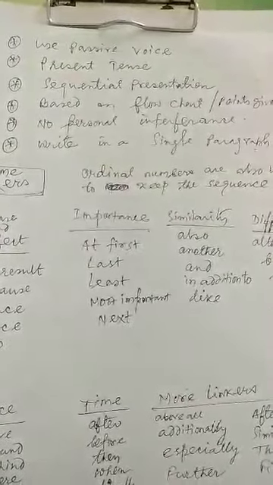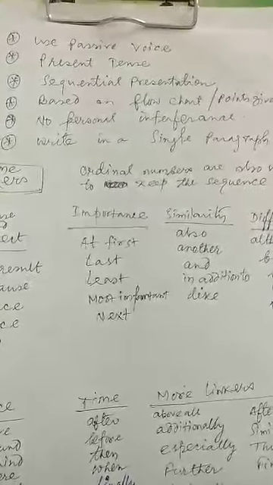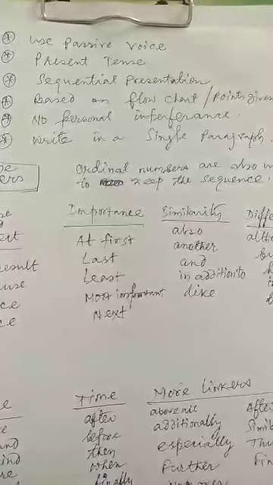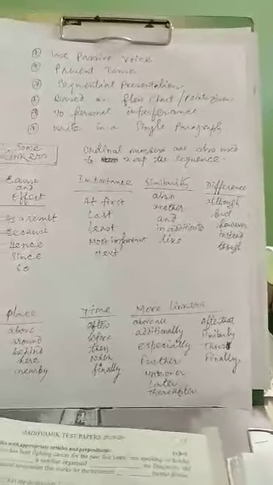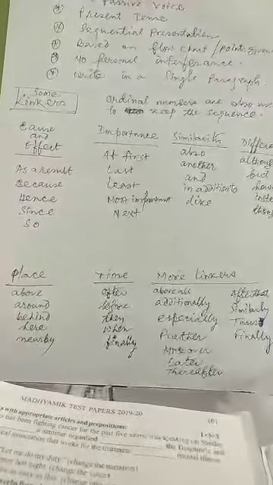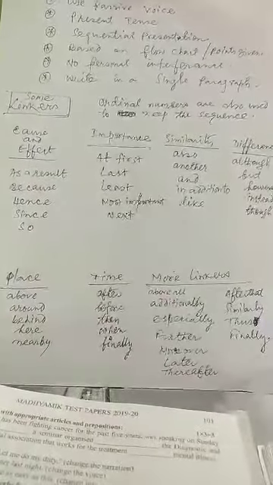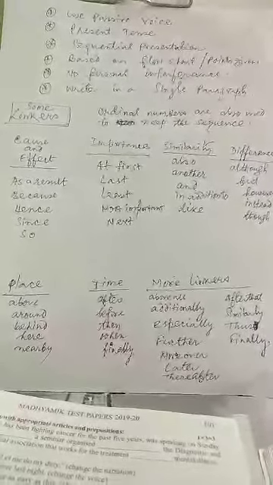The presentation must be sequential and based on flowchart. There is no personal interference. Write in a single paragraph. I have already mentioned some linkers like at first, then, next, after that, later, now, finally, etc. You may also write like at first, finally, then, next. Otherwise, you may use sequential linkers like firstly, secondly, thirdly, fourthly, etc.